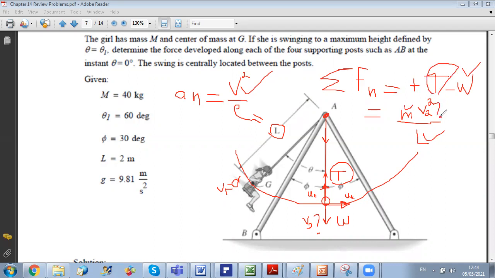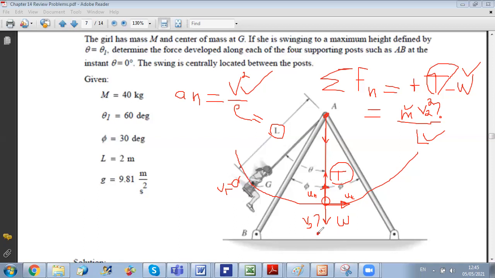Okay, now how will we calculate V2? What can we use in a simple way to get V2? Which equation? Which theorem? The conservation of energy. Very good. You can use either conservation of energy or work and energy. Both will work here.